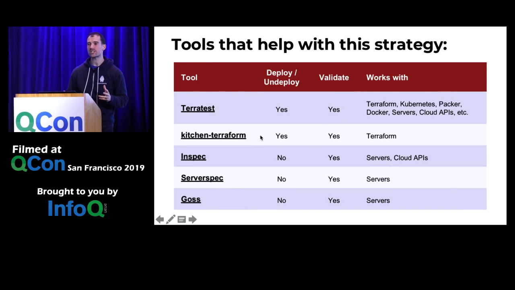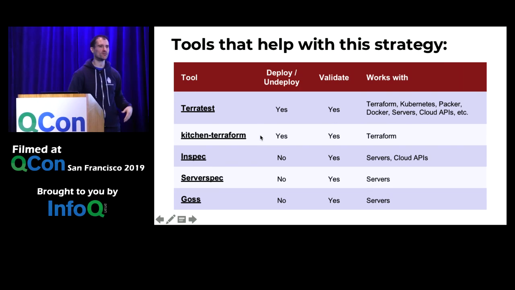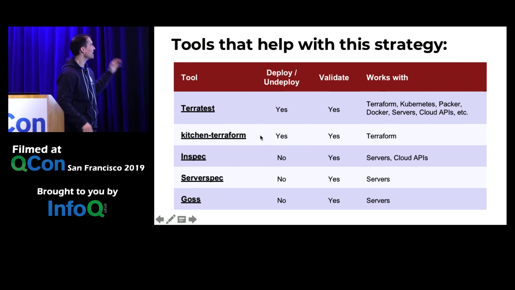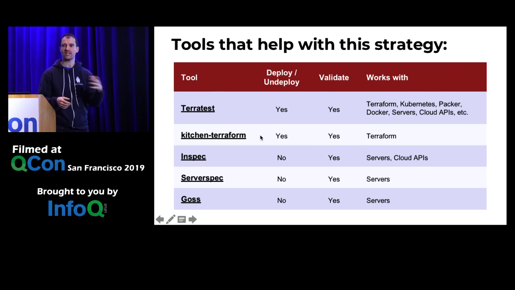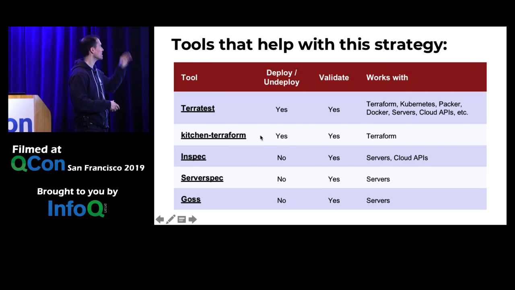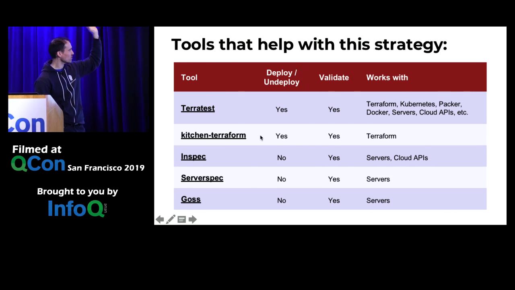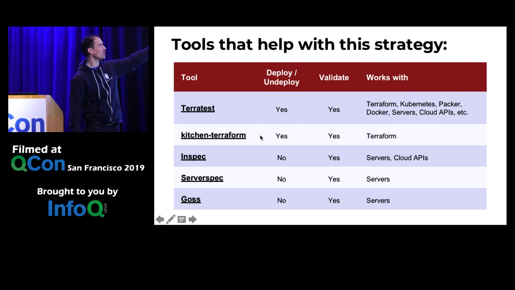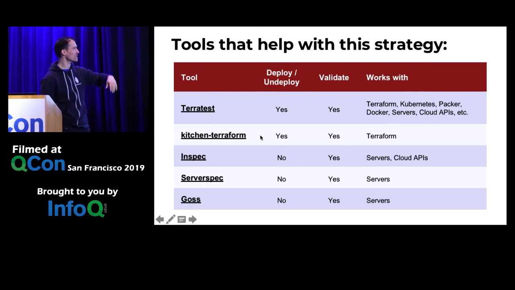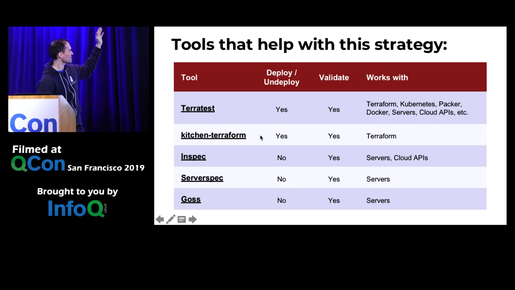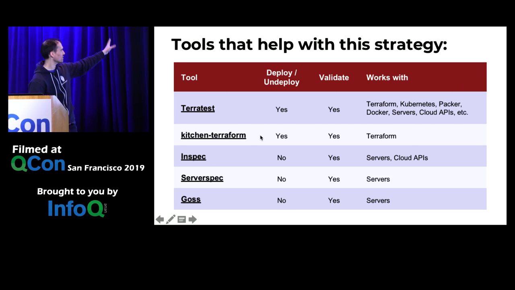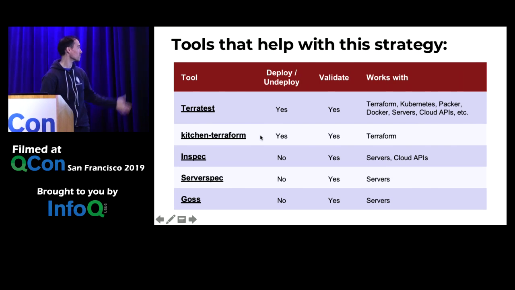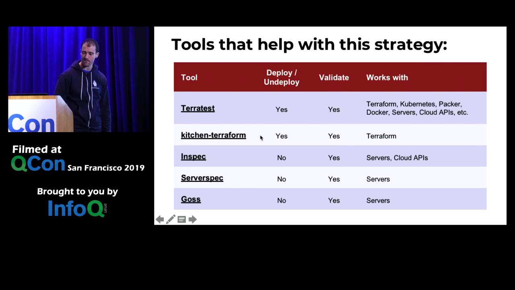Now there's a bunch of tools that can help you implement this strategy. Not a comprehensive list, this is just some of the more popular ones. Some of them will do the deploy and undeploy steps for you. Some of them expect you to do the deploy and undeploy outside of the tool yourself. So TerraTest, for example, can do deploy and undeploy, can do validation, and it integrates with a whole bunch of tools, including Terraform and Kubernetes and Docker. But there's a bunch of other tools, some that are specific to Terraform, some that are specific to checking servers. So definitely check these out. All the links are in the slide deck, and you'll have access to that soon.